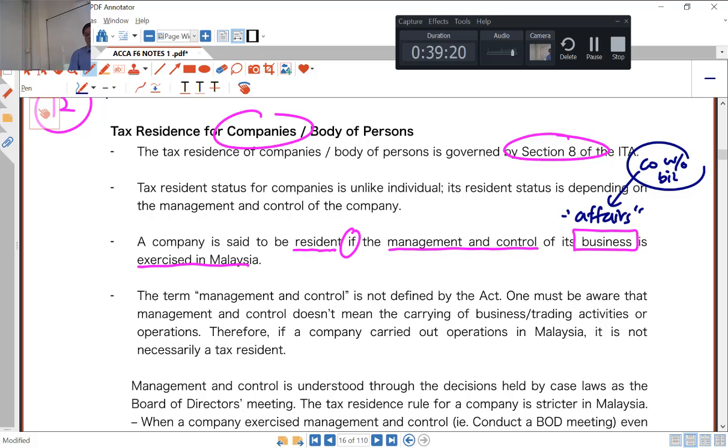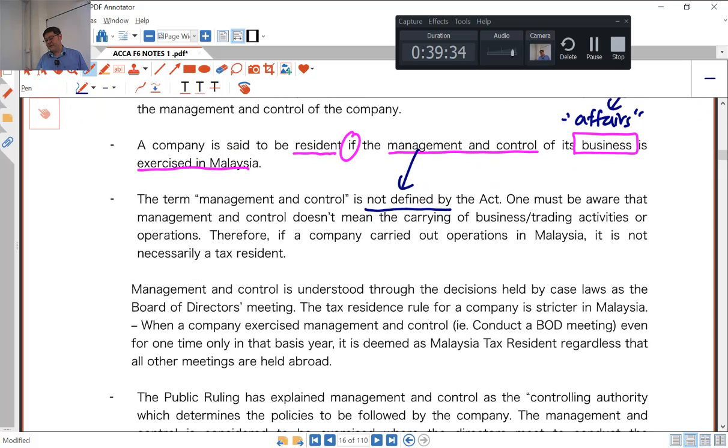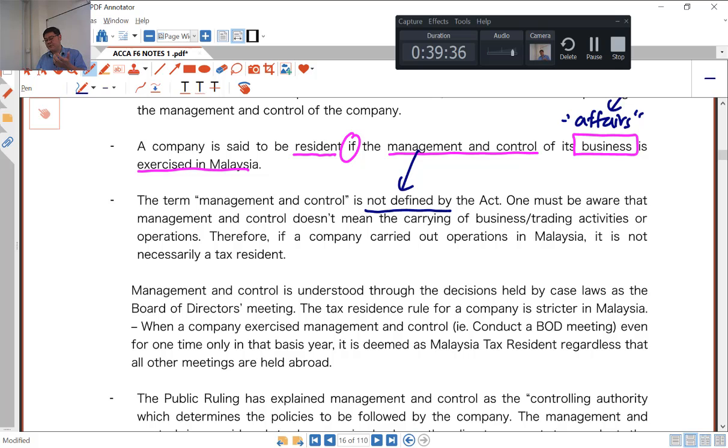Now back to this. So what is management and control? Now this phrase is not defined in the Act. So how do you know what it actually means? When we don't have a word that's defined in the Act, we need clarity. So we look at case studies, and we realize that in case law, the decision commonly held is the board of directors meeting.